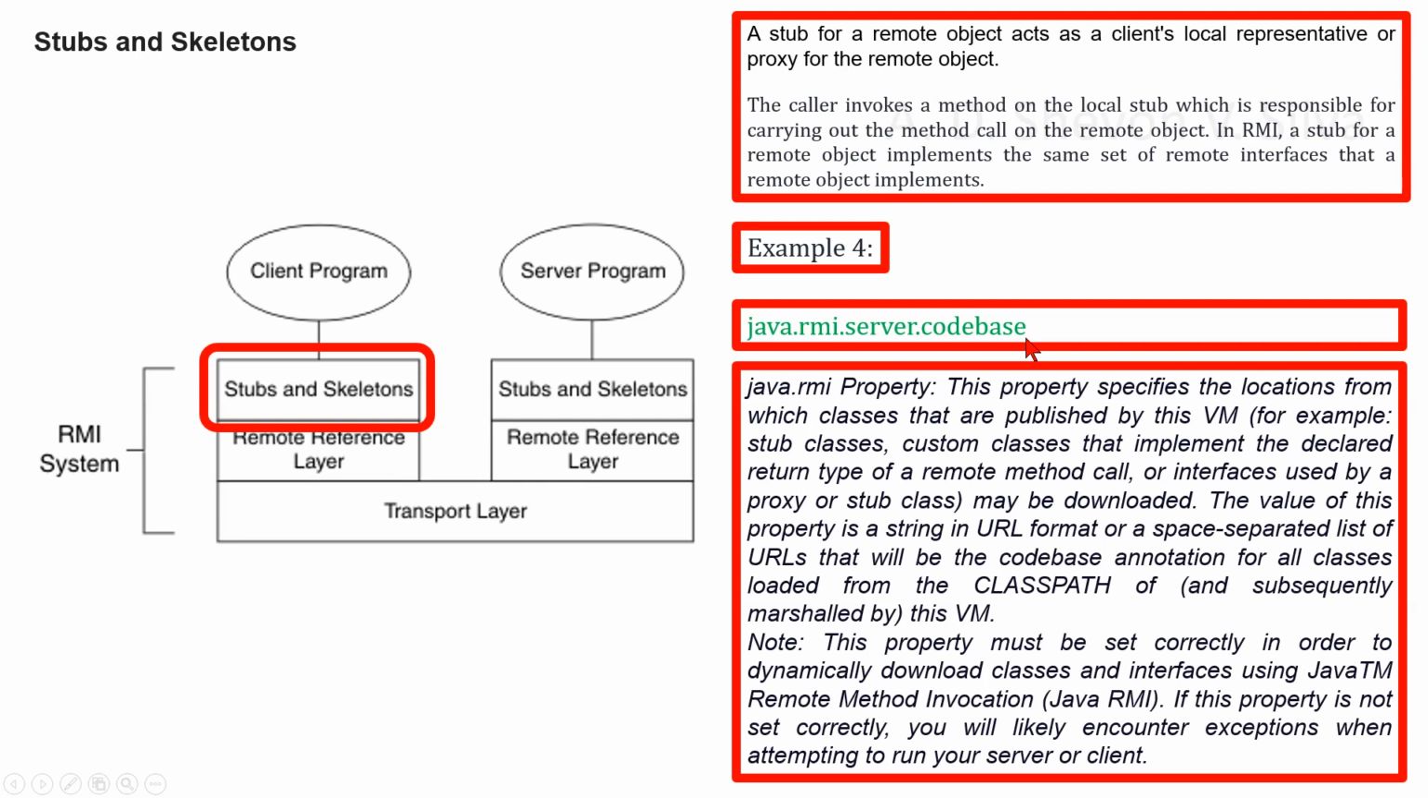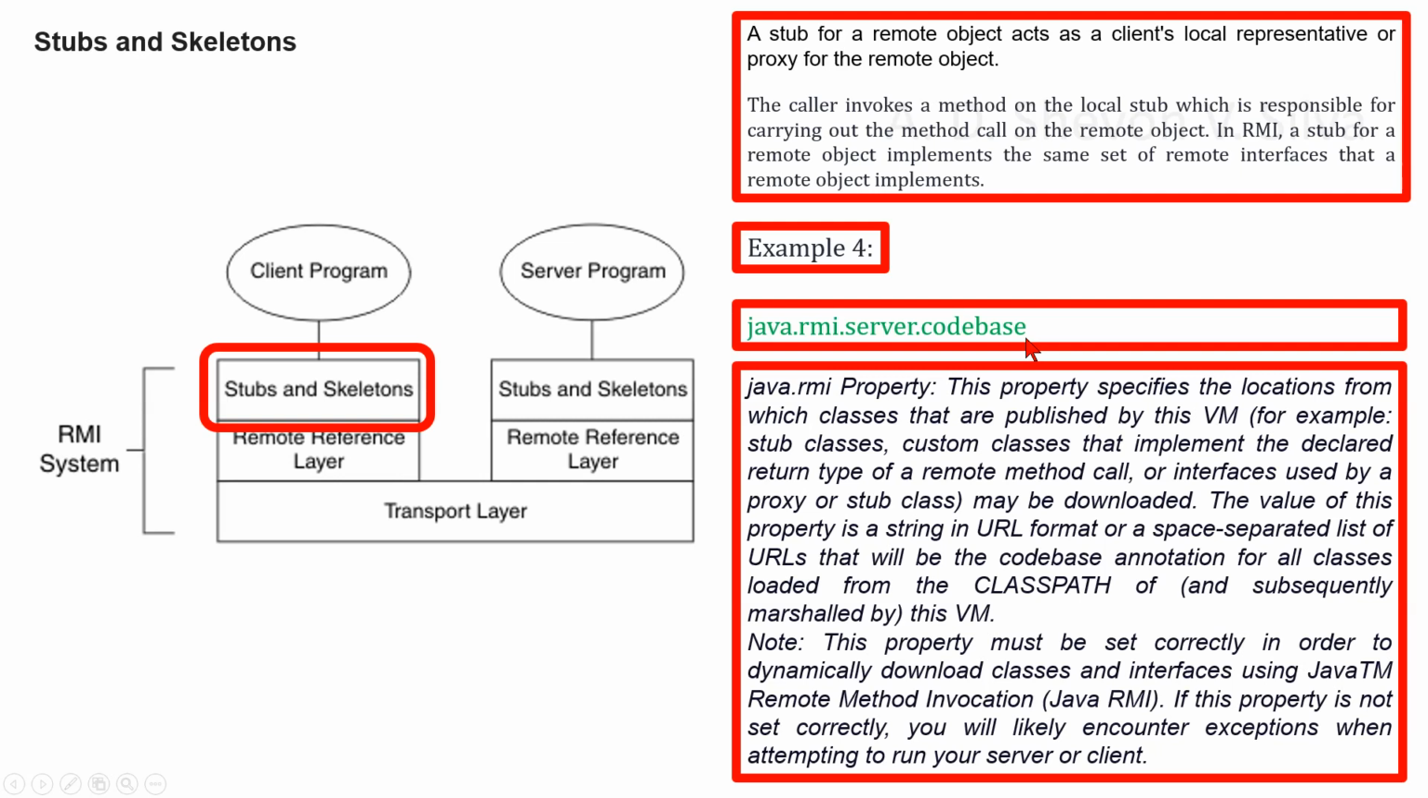Note, this property must be set correctly in order to dynamically download classes and interfaces using Java remote method invocation, Java RMI. If this property is not set correctly, you will likely encounter exceptions when attempting to run your server or client.